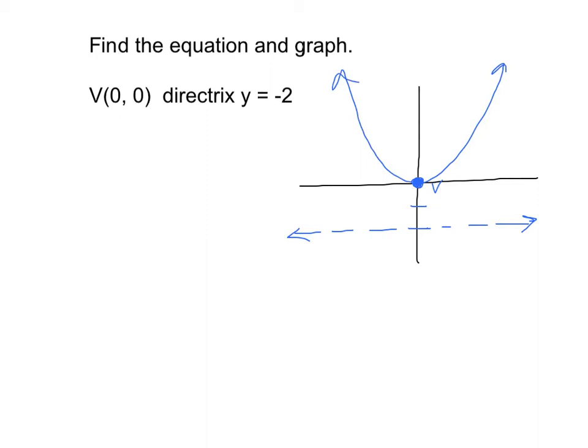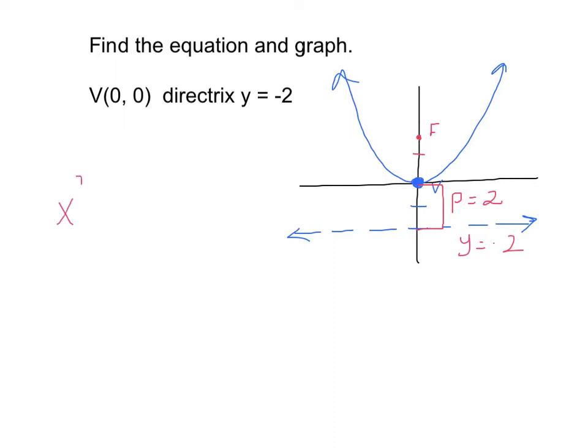I know that the distance from the vertex to the directrix is p. P is 2. The vertex is at 0, 0. So I know that the focus is going to have to be right here, right? Because it's 2 away in the opposite direction. So 0, 2, this was y equals negative 2. All right, so I do know that it opens up.